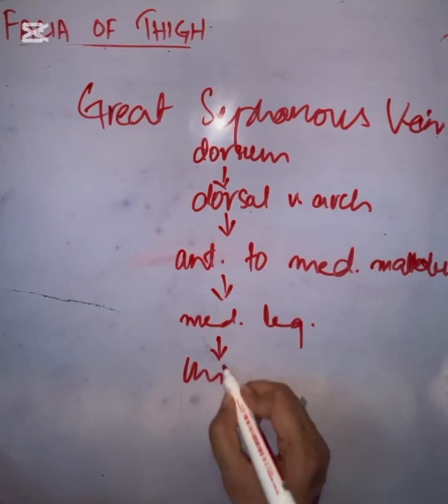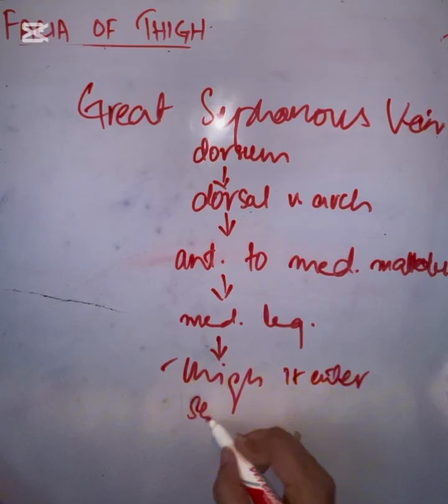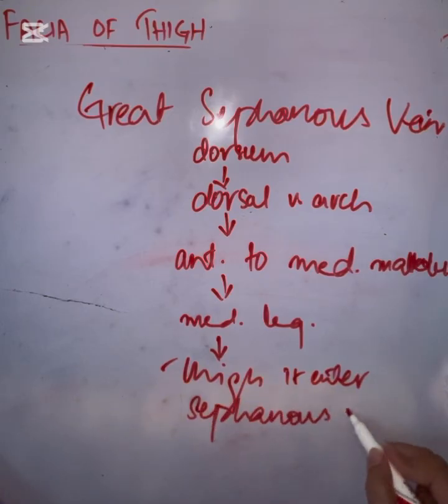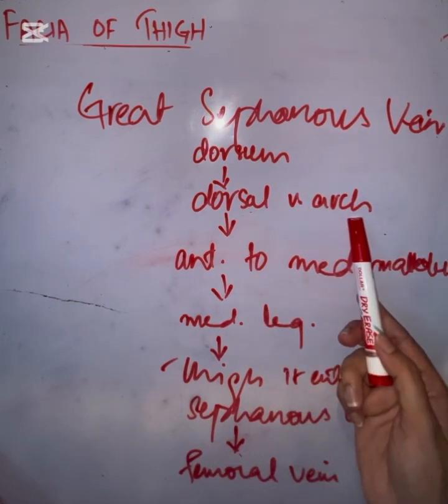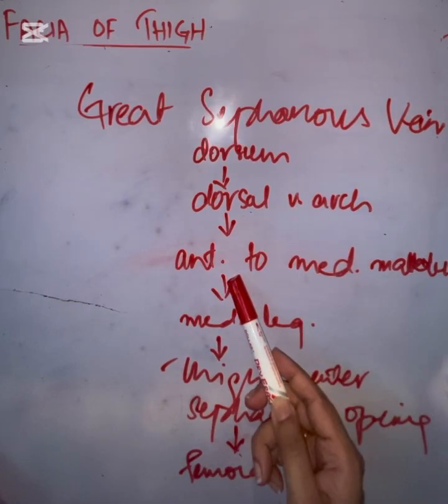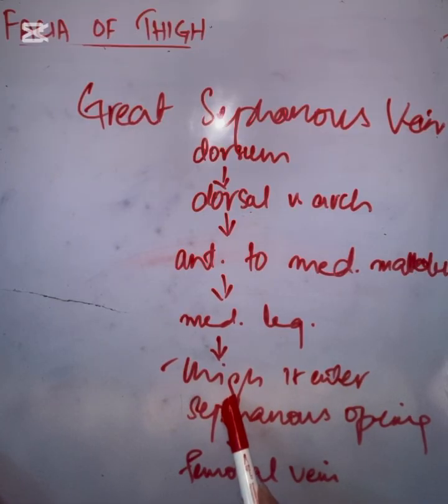Then in the thigh, it enters what? The saphenous opening. And through the saphenous opening, it finally drains into the femoral vein. So this is the entire course of the great saphenous vein, starting from the dorsal venous arch on the dorsum of the foot. Then it passes anterior to the medial malleolus, goes up on the medial side of the leg. Then it further goes up, and in the thigh, it enters the saphenous opening, pierces the cribriform fascia, which is covering the saphenous opening, and finally drains into the femoral vein.